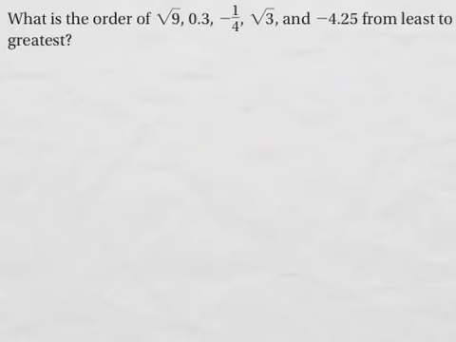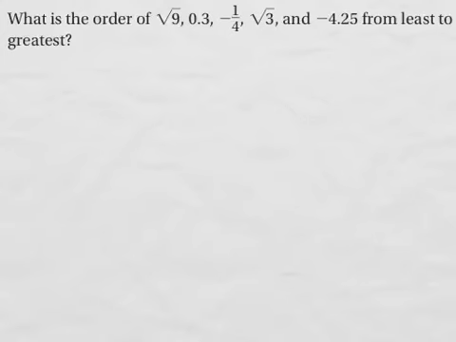The last example asks us to order the square root of 9, 3/10, -1/4, the square root of 3, and -4.25 from least to greatest. If you remember, negative numbers are always less than positive numbers. And with negative numbers, the bigger the number, the smaller it actually is. If you notice, I have radicals or square roots, I have decimals, and I have fractions. Before I can compare these, I need to get them all in the same form.